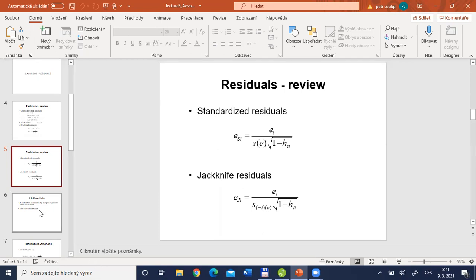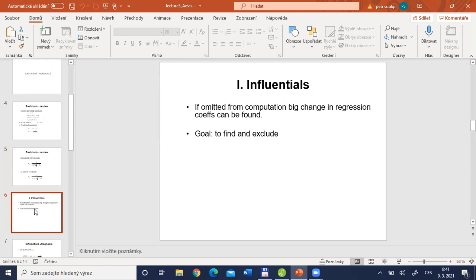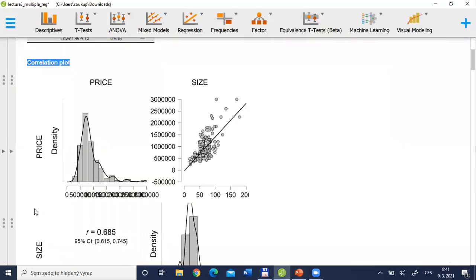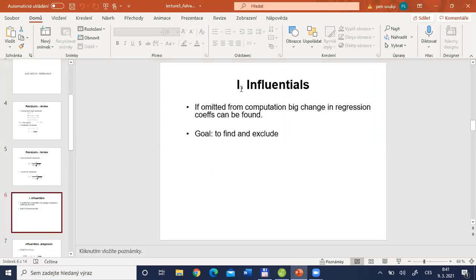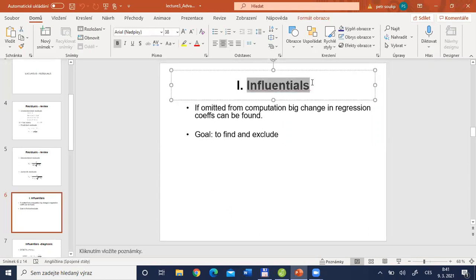And now let's move briefly from residuals to the first problem, so-called influentials. If we have some strange points in my data that can somehow bias my result, so it means they can change the computation of the slope, of the intercept, or of more slopes if there is more than one independent variable, this case should be called influential.